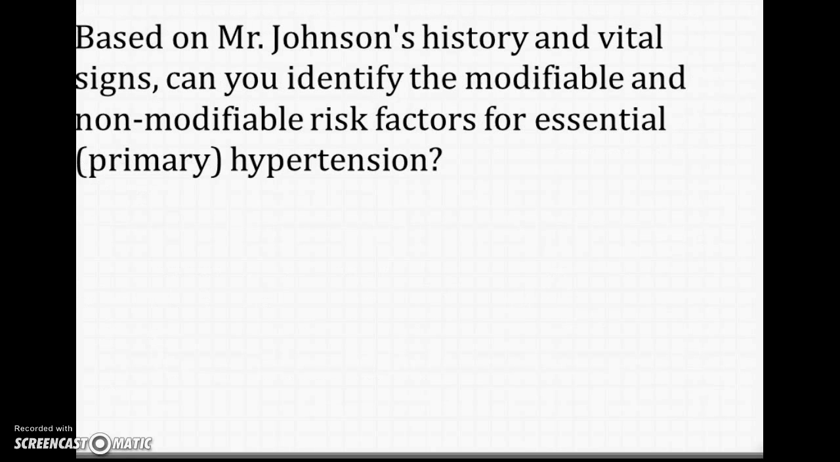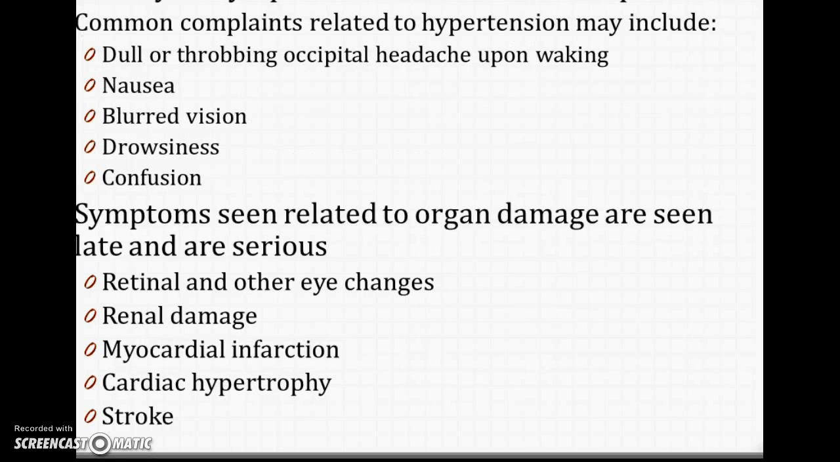All right, let's see. Question 1. Based on Mr. Johnson's history and vital signs, can you identify the modifiable and non-modifiable risk factors for essential or primary hypertension? All right, take your time, stop the clip, and write your answers. It's easy. I know you can do it. So what to look for?